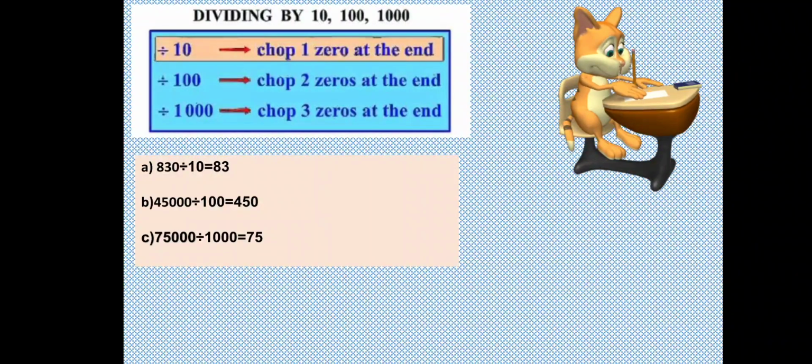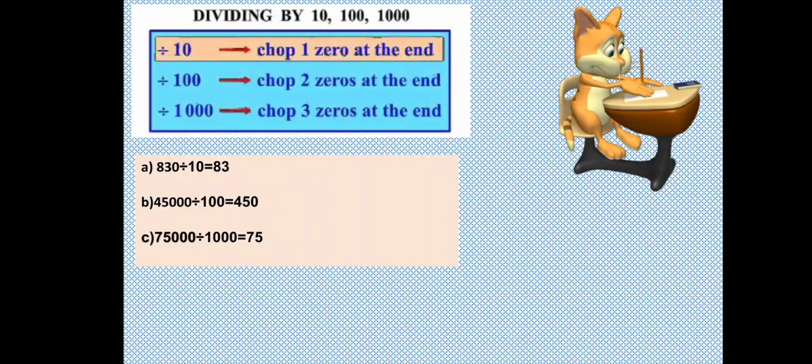Dividing a number ending in zeros by 10, 100 or 1000. While dividing a number ending in zeros by 10, we remove one zero from the dividend. For example, 830 divided by 10 is equal to 83.